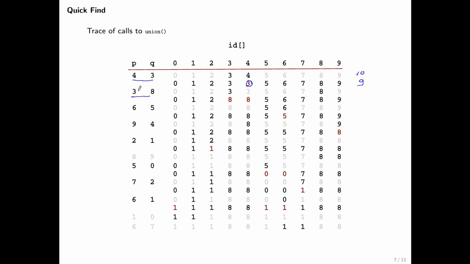Let's take another input, 3 and 8. Now, what is the component identifier for 3? Well, simply consult the array. It is 3. What is the component identifier of q? It is 8. And how did the union method work?